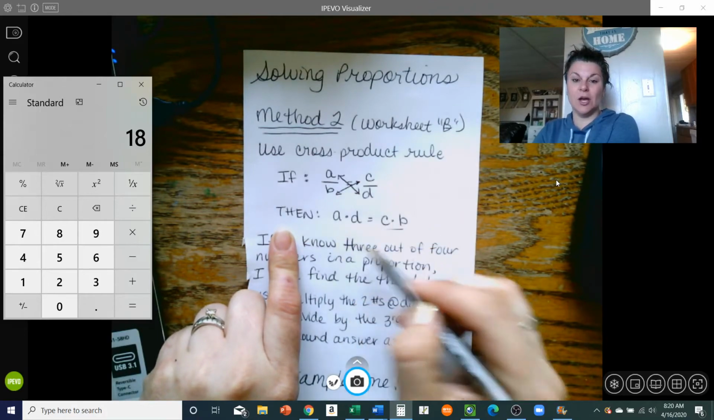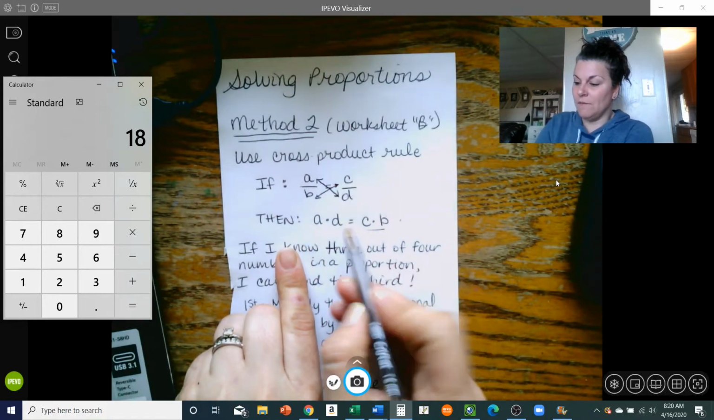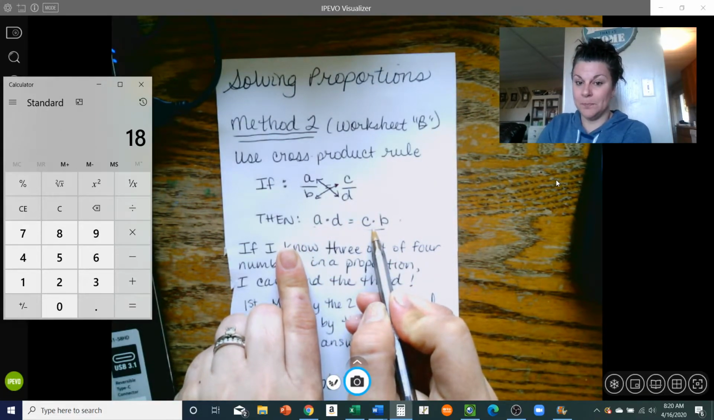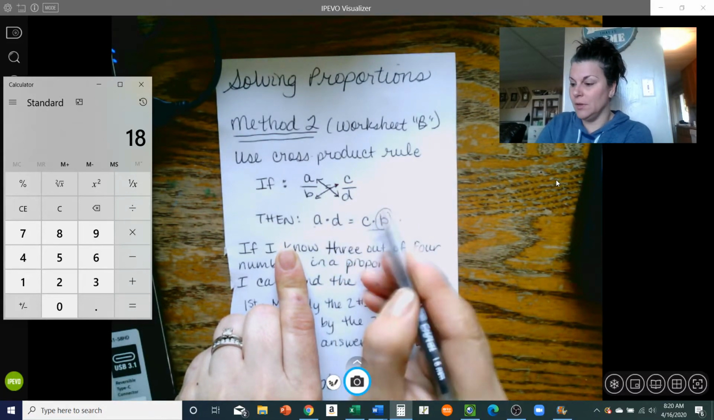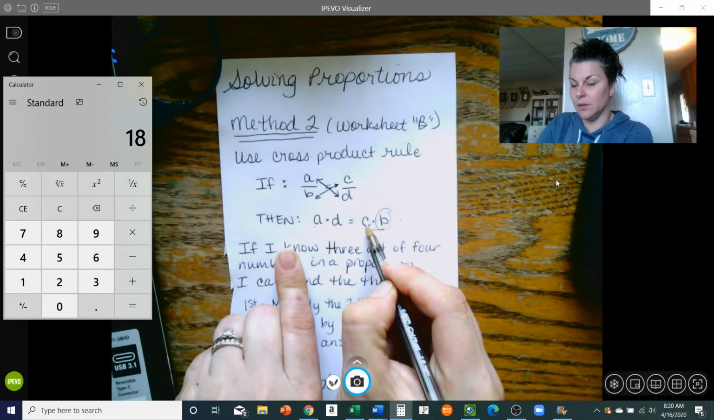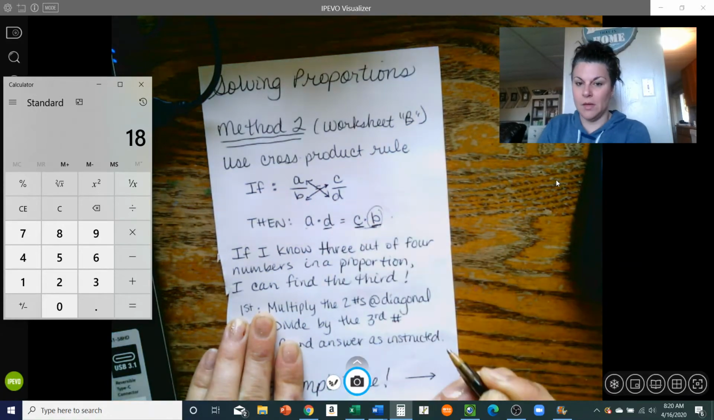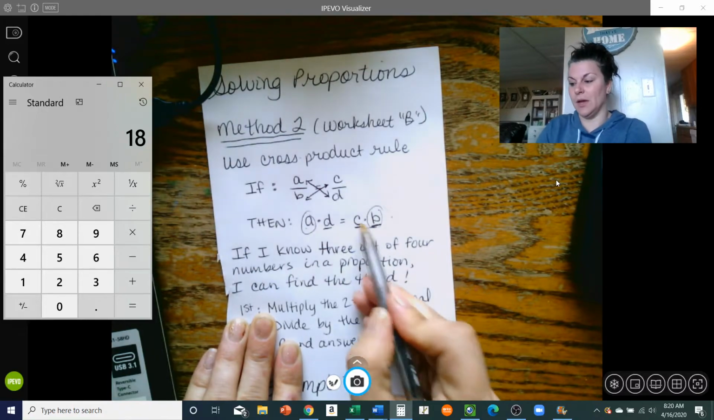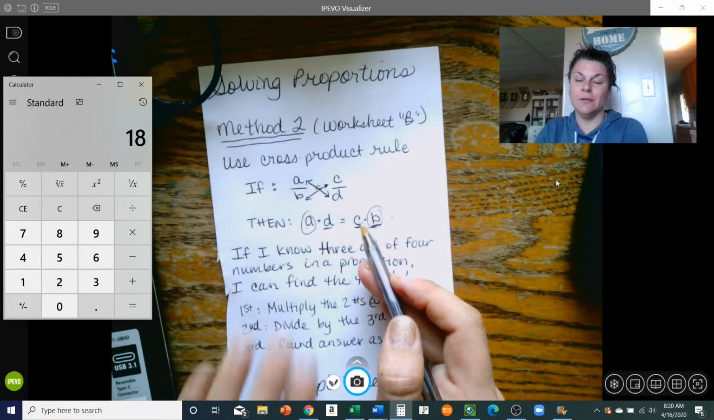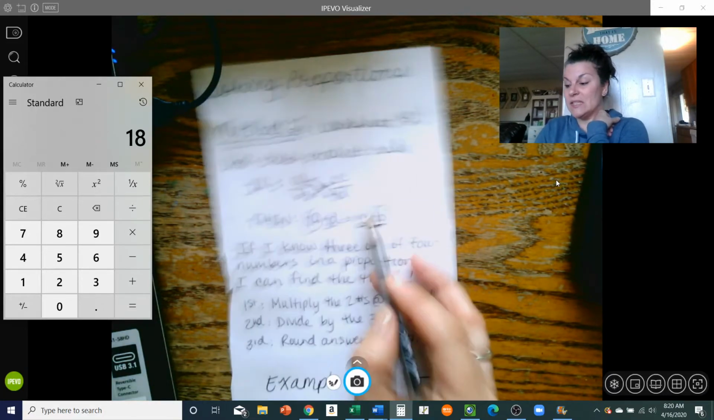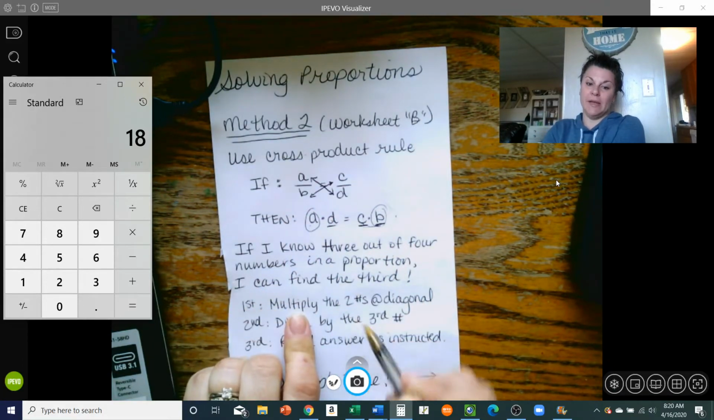So I use this concept to solve a proportion, because if I know 3 of those numbers, I can find this third one by multiplying these 2 and dividing by this one. Or if I know these 3 and I'm trying to find this one, I can multiply these 2 and divide by this. Now this might look scary to you, but this is me showing you how this works. Now I'm going to show you how we apply it, and it's a lot easier.